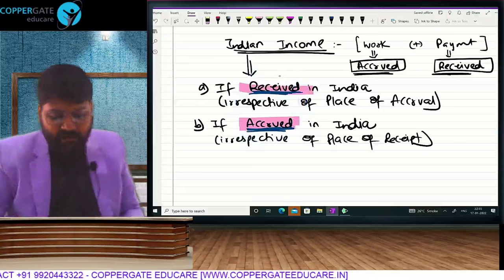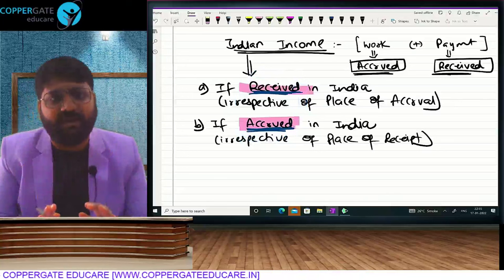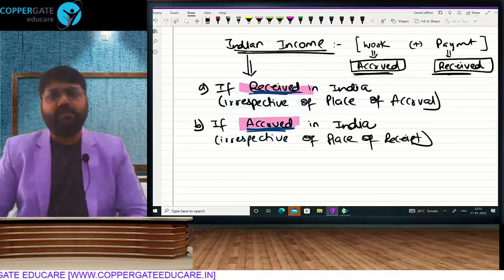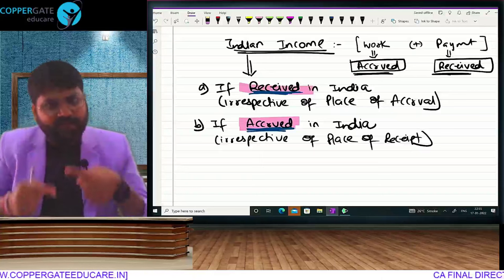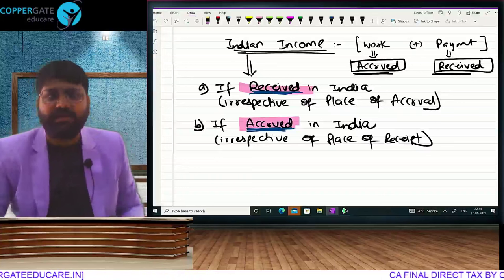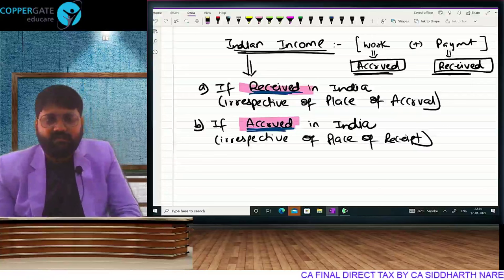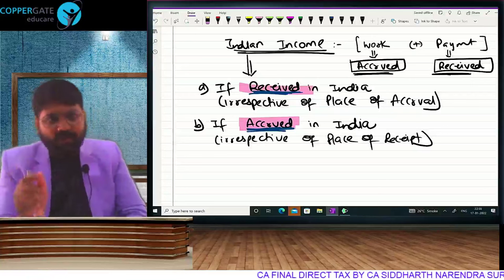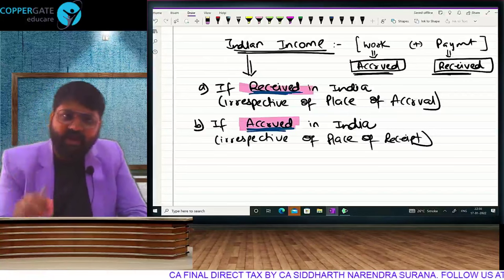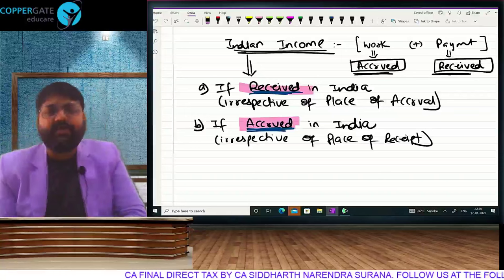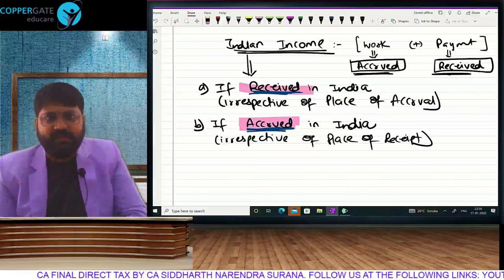In one line, I am giving you a conclusion. Receipt or accrual, any one of the two things happens in India, then your income will be considered as Indian income. In one line, have you understood this conclusion? Receipt or accrual, any one thing also happening in India, it will be treated as Indian income. Everybody clear? That means once you earn your income in India or you get your payment in India, it will be treated as Indian income and you will have to pay tax on that irrespective of your residential status.